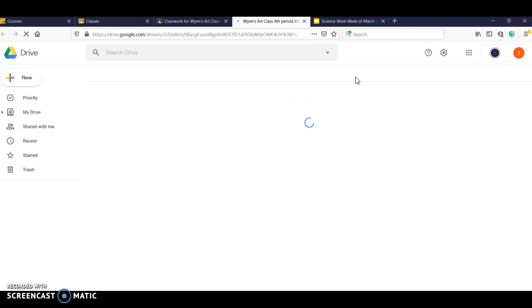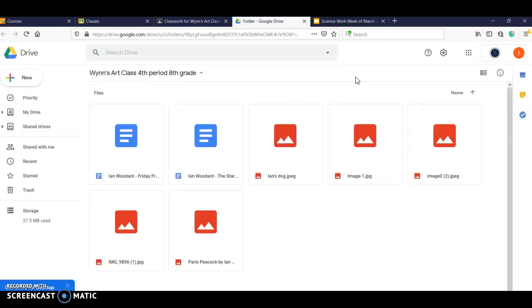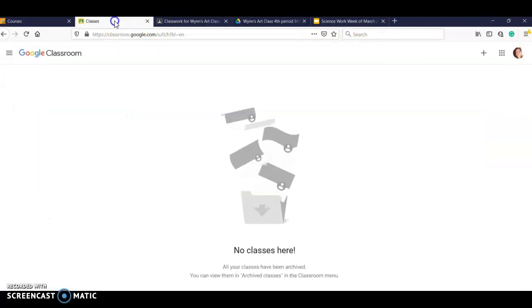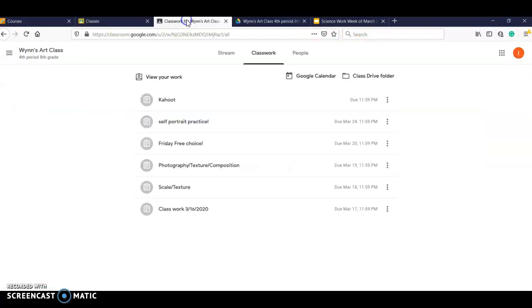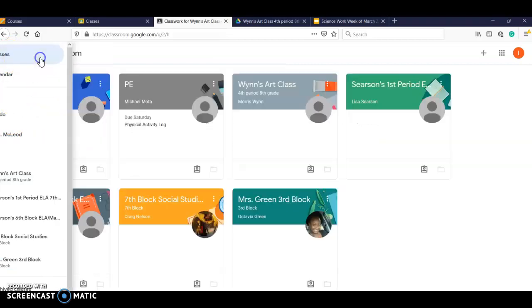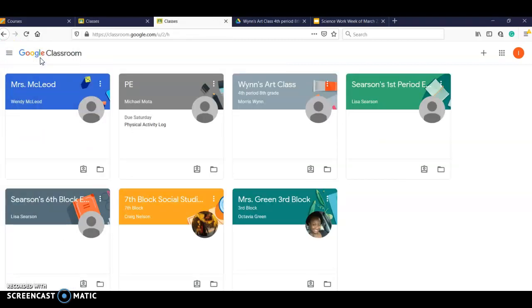And then here's a class drive where a lot of other information can be posted. So far, this is everything for that art class. And whatever else Ian may need to save and continue working on so that he could submit it later. Let me get back to those classes so you can see all of them again.